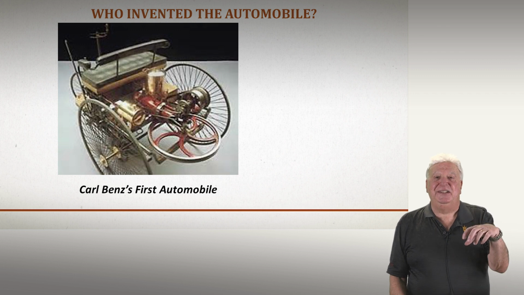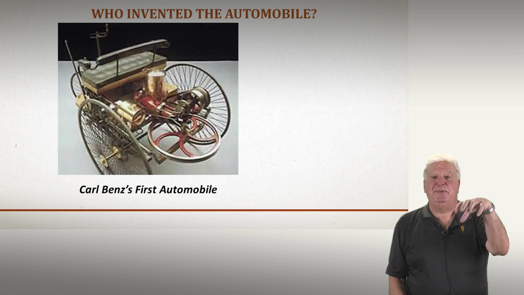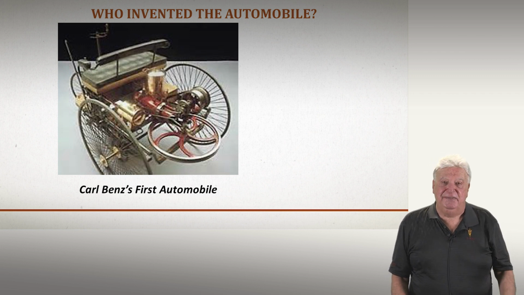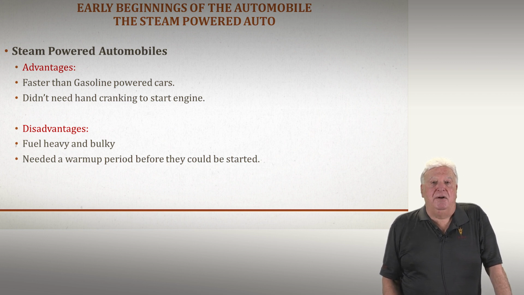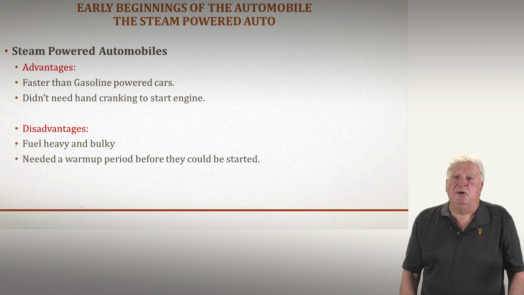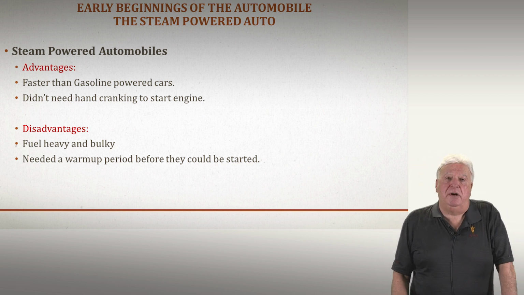The single-cylinder, 3-wheel vehicle made a large racket, smoked, and vibrated tremendously. There's a picture of it on the view graph here. Okay, the beginnings of the automobile. Steam-powered automobiles. The initial work on automobiles involved steam-powered cars.